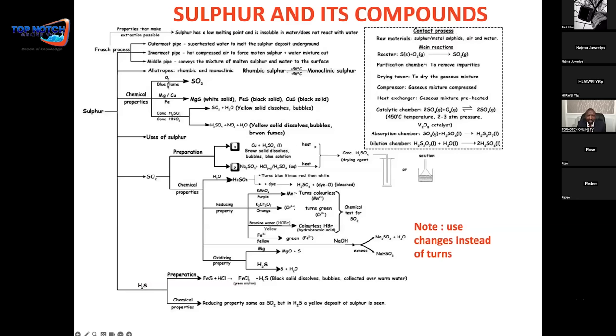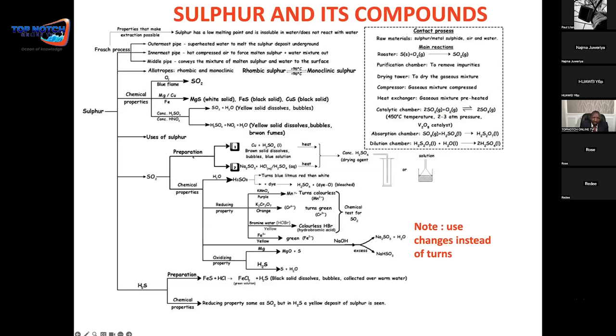It burns in oxygen with a blue flame forming sulfur dioxide. It reacts with metal to form the corresponding metal sulfide. It reacts with concentrated sulfuric acid to form sulfur dioxide and water. The observation: yellow solid dissolved, there are bubbles of a gas. With concentrated nitric acid, you get sulfuric acid, nitrogen dioxide, and water. The observation: yellow solid dissolved, bubbles of brown fumes. Then the uses of sulfur.